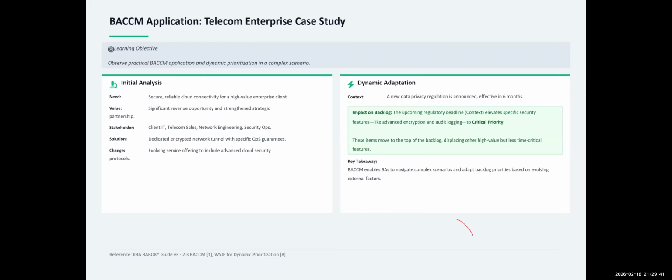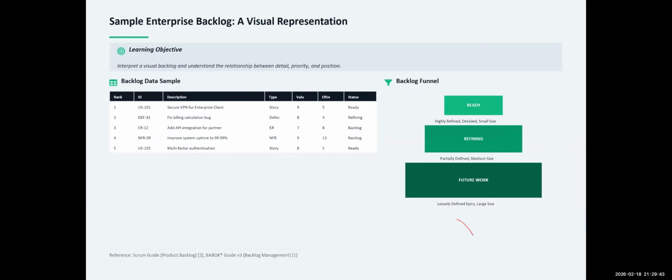I'll just skip this. So what you're seeing here is an example of an enterprise backlog, right? You can see the rank. This is a user story. This is a defect. This is a CR, that's change request. This is NFR. Then they have different value. This is the effort, 5 days, 8 days. Now this one is at the state of ready. That is, yeah, everything is ready to be shipped out to be deployed.